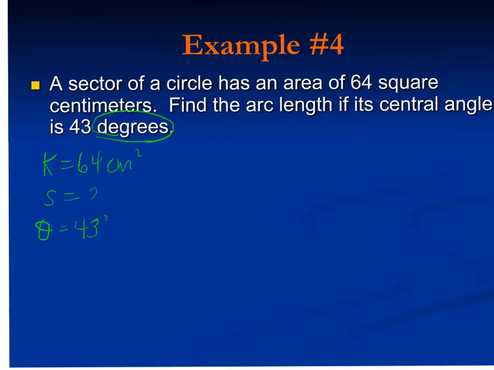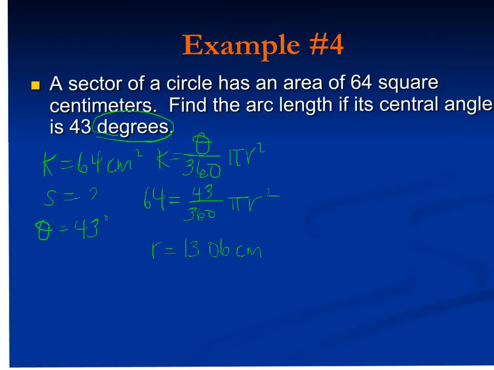Since we only have the area and theta, we need to use theta over 360 pi r squared. We know that's the area formula, so we can plug in 64. Sorry, we know theta, so I can plug that in. So this will actually look like 64 equals 43 over 360 pi r squared, and we're trying to solve for r. When you plug that in and try to get r by itself, you end up with a radius of 13.06, and we're in centimeters again. So 13.06 centimeters is our radius.